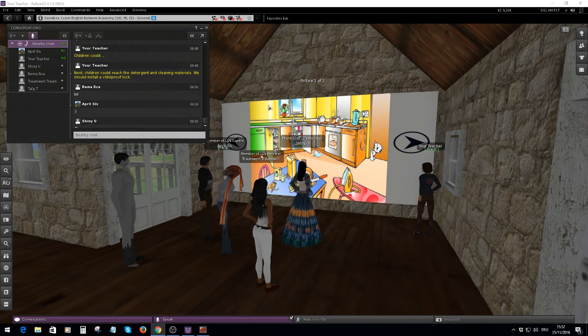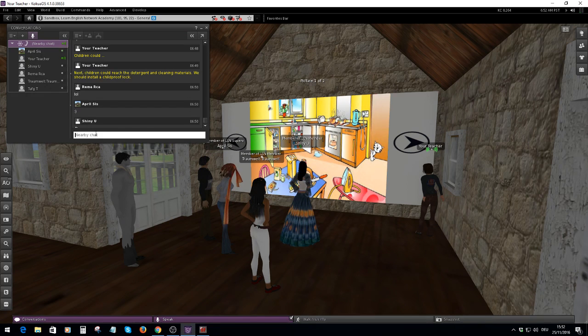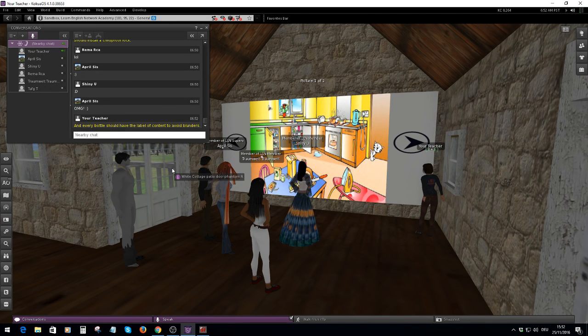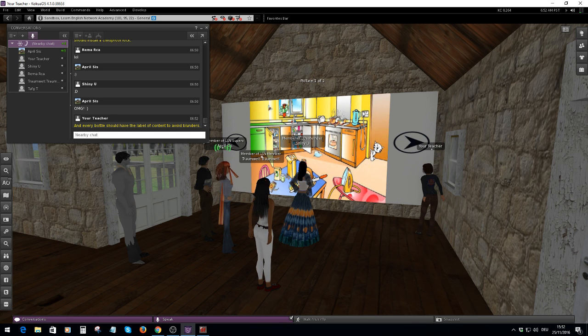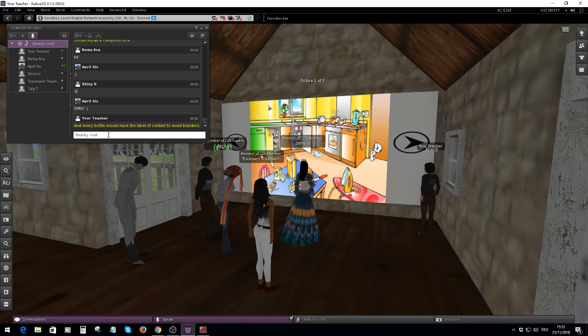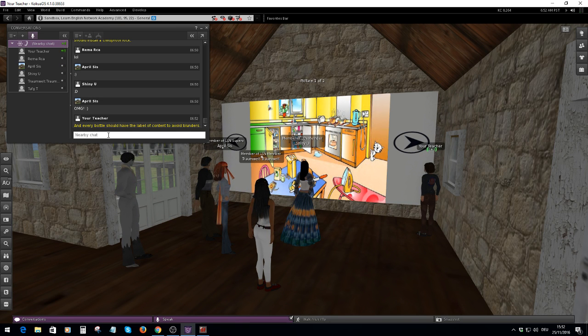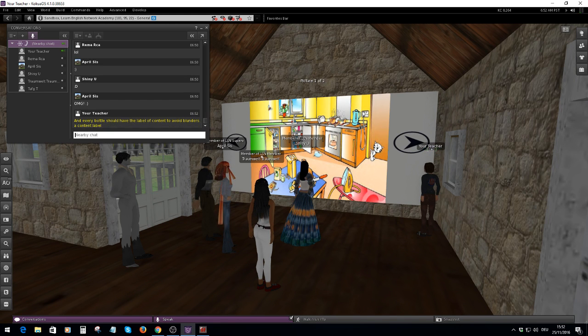You are not alone. And then you mention every bottle should have the label of contents to avoid blunders. What content is in the bottles? The detergents. Just the one content? Contents, or ingredients, that's fine. So you could have a content label, but a label of contents. Every bottle should have a label of contents to avoid blunders, absolutely.